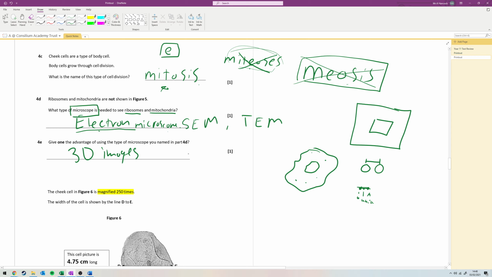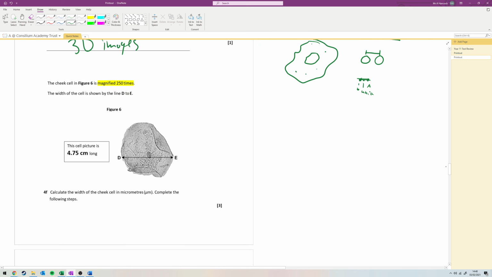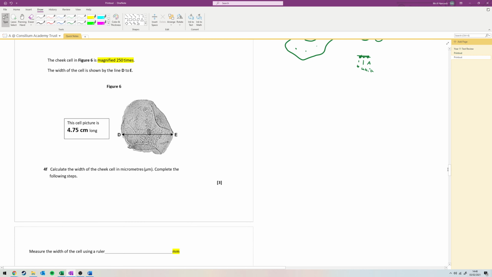Or you can just say that it produces detailed images, it's got a much higher magnification, and it's got a much higher resolution. Basically, electron microscopes are a lot better, they're just a lot more expensive, that's why they're not used very much. Okay.